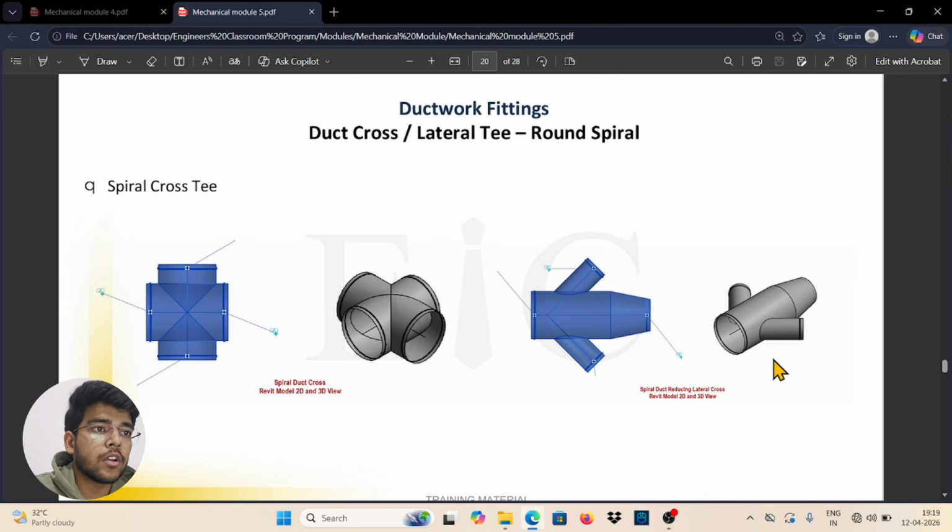Duct cross and lateral tees. This is called duct cross and lateral tees. It is cross in shape. You can connect four round ducts in a four-way direction, and this is called lateral tees. You can also make a four-way connection with a smaller diameter from these two ends. This is called duct cross and lateral tees.